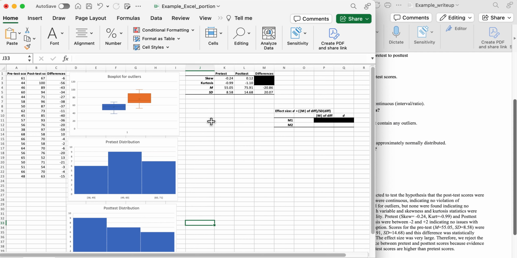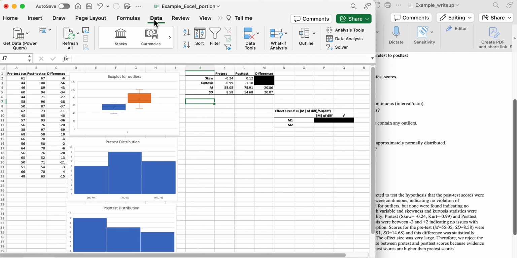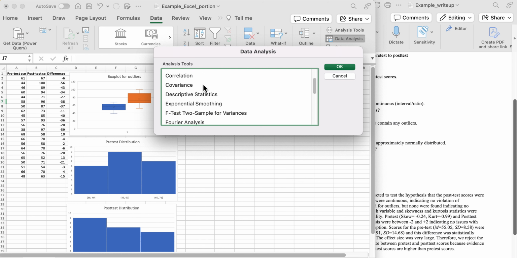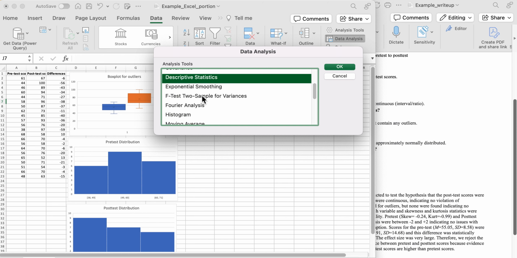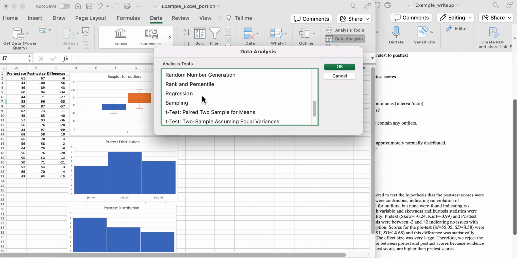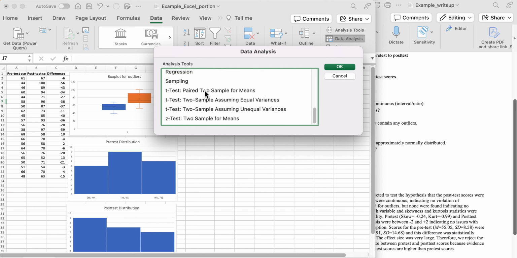So I will be performing the paired sample t-test. And to do that, I am going to go to the data tab. Now I'll go to data analysis. And then there's a whole list of things you can do here. Like here is descriptive statistics if I wanted to get those, but it gives you a whole lot more than I usually ask for. You can mess around and see how that shows up for you. But for this, we're just going to go to the paired two sample for means t-test.